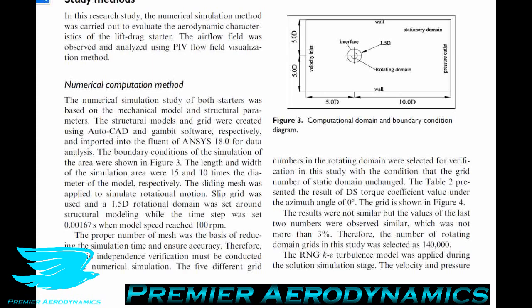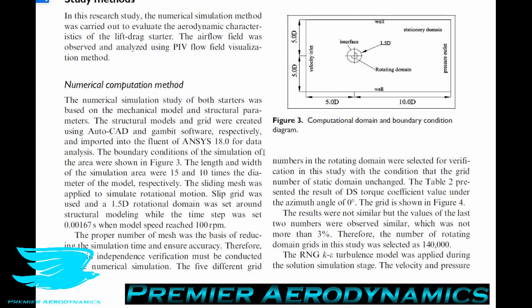So these researchers used URANs. In fact, they didn't actually specify that they were using URANs, but from their setup and finer details, I'm quite certain it was URANs. For example, they said that they used the RNG k-epsilon turbulence model, which means that they either used URANs or DES. But then they go on and say that they used a SIMPLE algorithm, which means that they probably used URANs and not DES. So URANs is less accurate but faster of the two approaches.